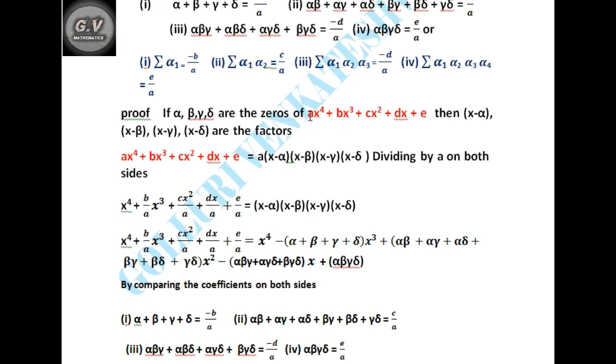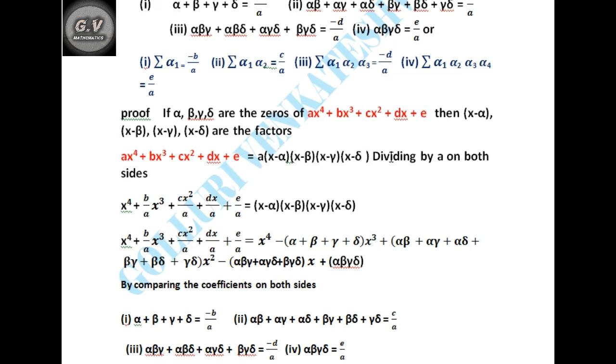Therefore, x equal to alpha means x minus alpha is the linear factor. X equal to beta means x minus beta is the linear factor. X equal to gamma means x minus gamma is the linear factor. X equal to delta means x minus delta is the linear factor. So here this biquadratic polynomial, the fourth degree polynomial, is resolved into factors expressed as the product of factors, that is a into (x minus alpha) into (x minus beta) into (x minus gamma) into (x minus delta).